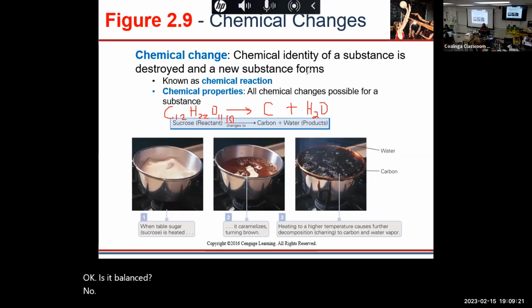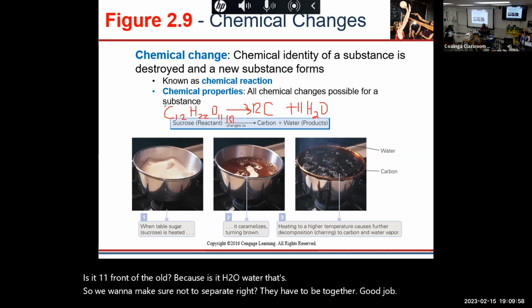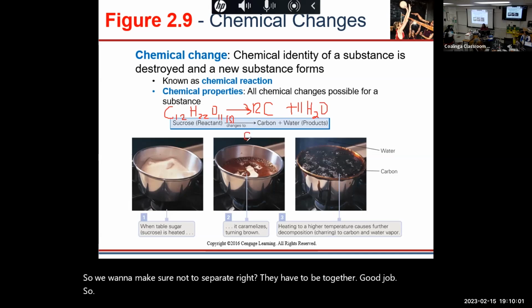Okay, how would I go about balancing it? 12 in front of the C, 11 in front of the H, and 11 in front of the O. Is it 11 in front of the O? Because isn't H2O water? We want to make sure not to separate them, right? They have to be together. Good job.